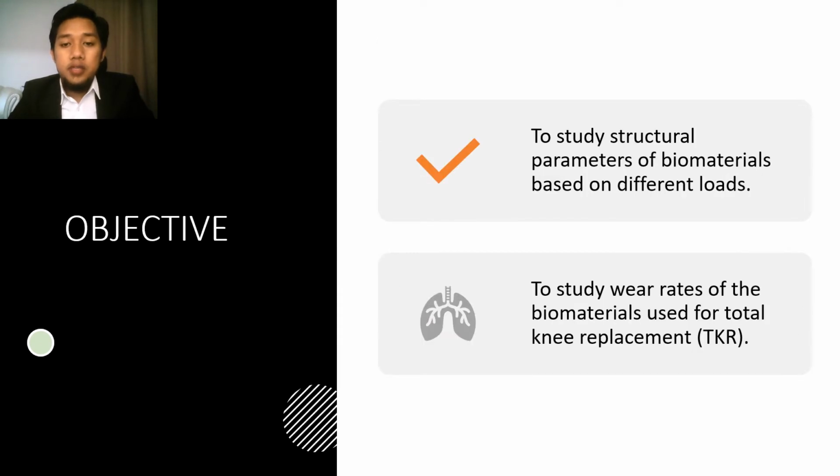The objectives of this project proposal are to study structural parameters of biomaterial based on different loads, and to study wear rates of the biomaterial used for total knee replacement.